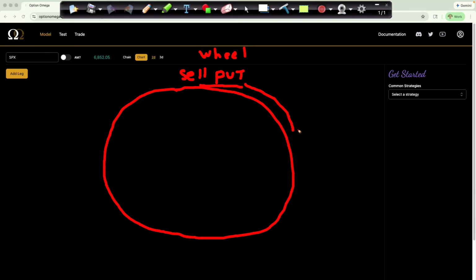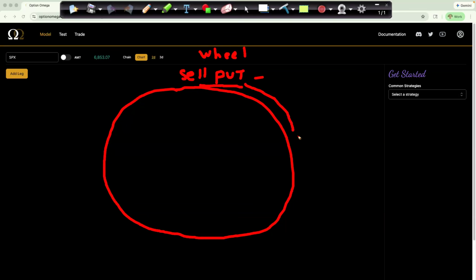So if the stock's at 100 and you sell the 90 put for $1, whether you're selling 1 week out, 2 weeks out, 3 weeks out, 4 weeks out, as long as it doesn't go under 90 at expiration, you collect your money. If we go under 90, you're obligating yourself to buy the stock.